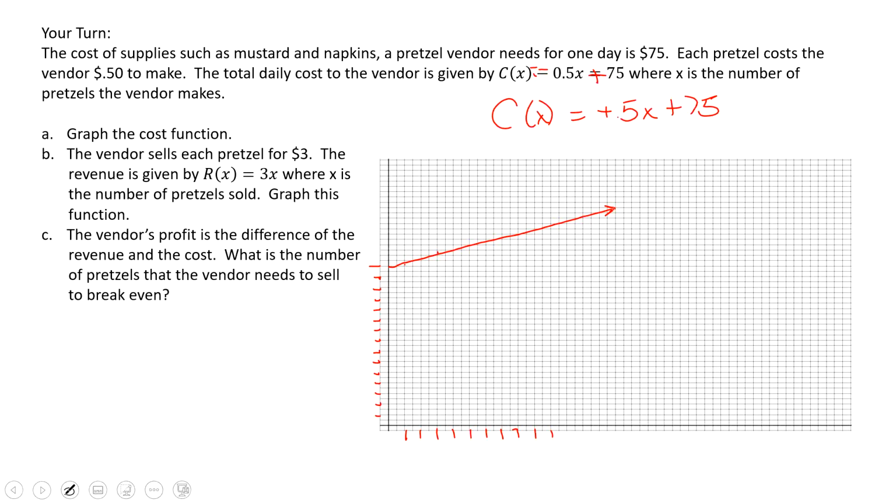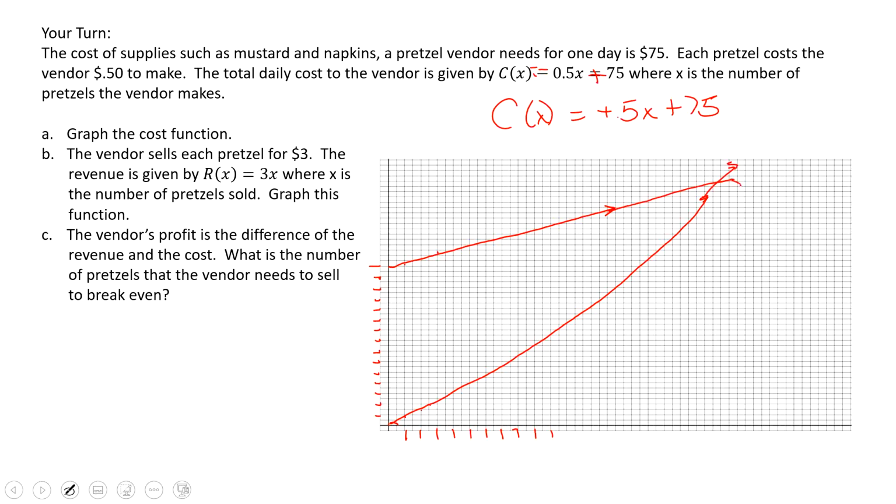So we graphed our cost function. They also told us that each pretzel sells for $3. So we're going to start at 0 here because I haven't sold any pretzels. So this is going up 3. So my first one should be here. Second one should be about 6, which should be about here. So again, this goes up slowly this way. And it's eventually going to cross. So it should have crossed way out here somewhere.